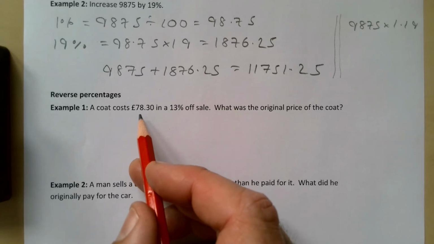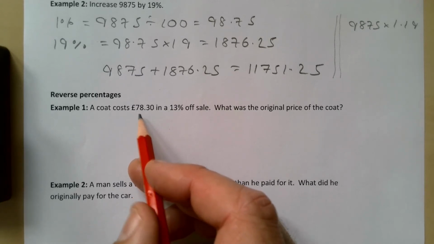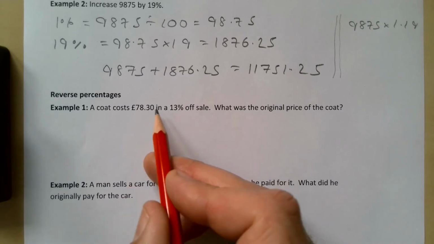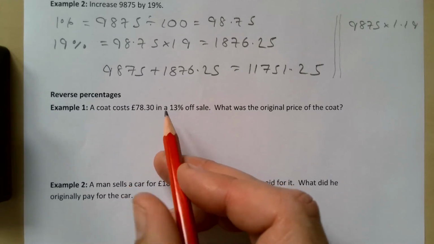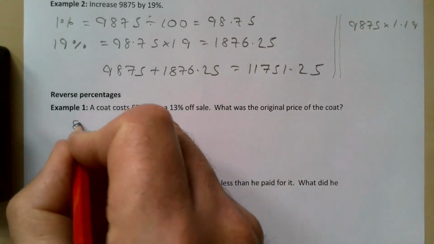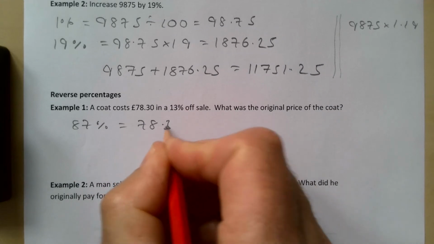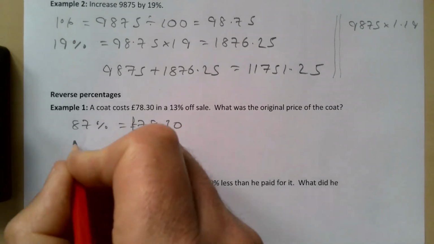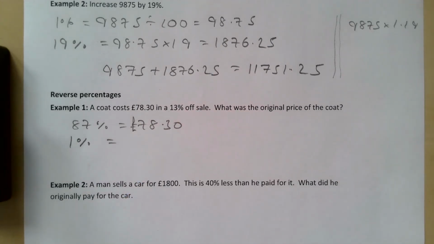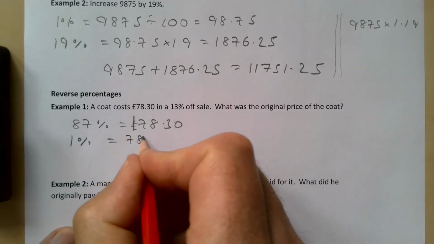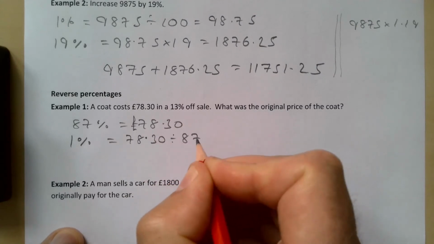So this is, wait for it, 87% of the original amount, and we want to find 100%. Where did I get 87 from? It's 100 take away 13. If you take 13% off something, you're left with 87%. So 87% equals £78.30. I want 1%. If I have 87%, I'm going to divide by 87. £78.30 divided by 87.